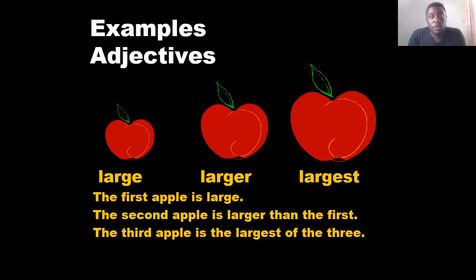So for example, we have 3 apples here. The first apple is large, and the second apple is larger than the first one. And the third apple is the largest of all of the 3. Large, larger, largest. So the first apple is large. The second apple is larger than the first one, but smaller than the last one. And the third apple is the largest of the 3. Okay.